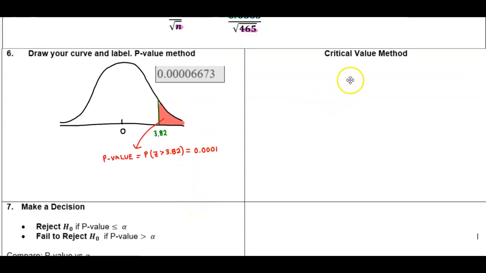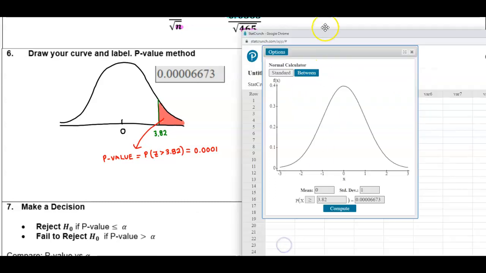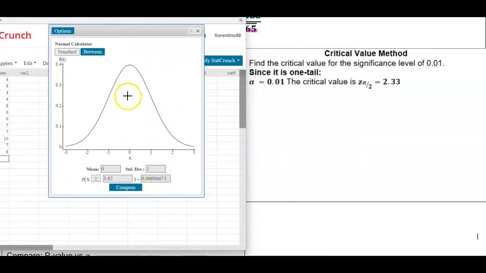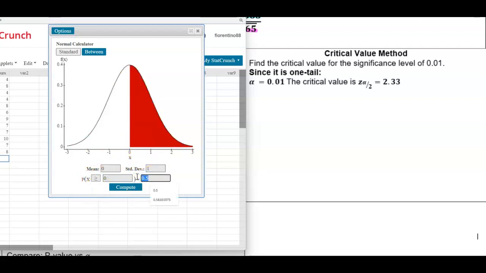Okay, now how do we do the critical value method? We want to find the critical value for the significance level of 0.01. Since it is one tail, we want to find the critical value when alpha is equal to 0.01. So for the critical value of 0.01, the mean is 0, standard deviation is 1, and we want to make sure it's greater than or equal to, and then we put in the area of 0.01, and that gives us 2.33 for the critical value.